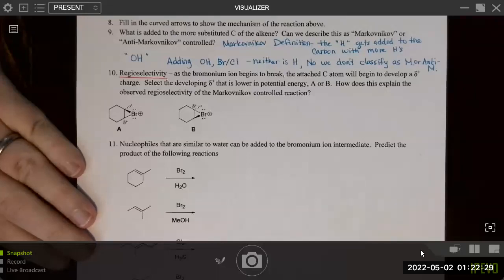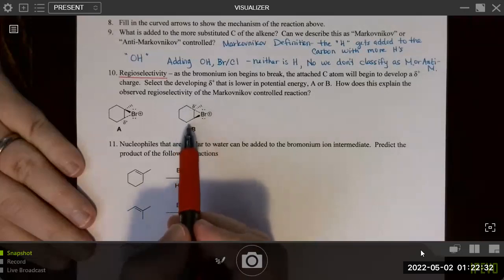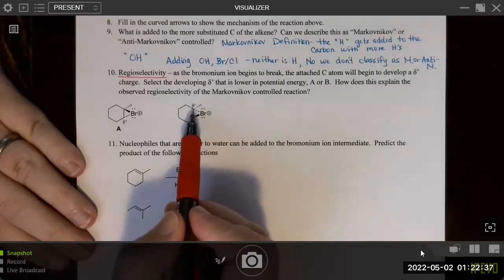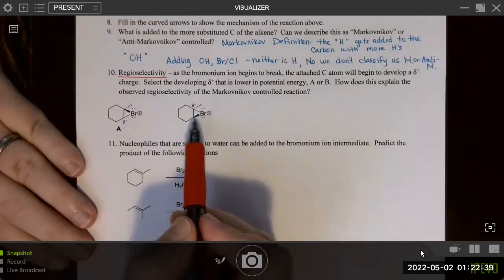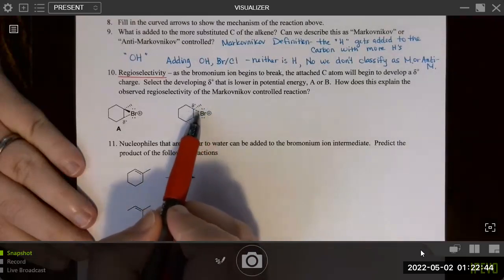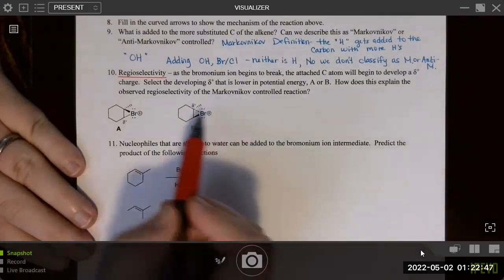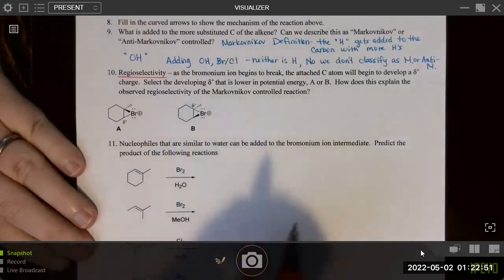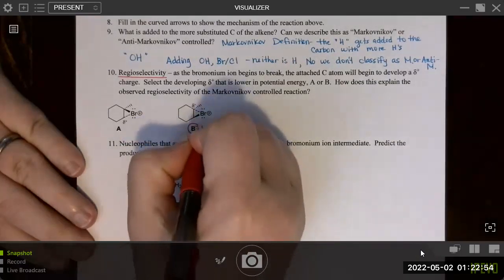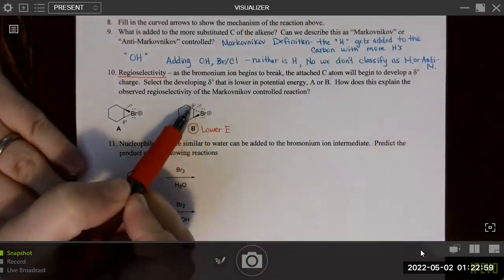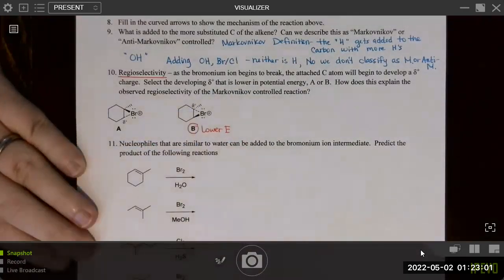So it selectively forms the OH getting added to the more substituted carbon, and we want to explain why that is, right? So we have this bromonium ion intermediate, but the carbon-bromine bond to one of the carbons is weaker than the other carbon-bromine bond. And the one that's weaker is the one to the more substituted carbon, because that carbon can more effectively handle a delta positive, right? So this one is lower potential energy, right? Because the partial positive charge is on a more substituted carbon, which is more stable.